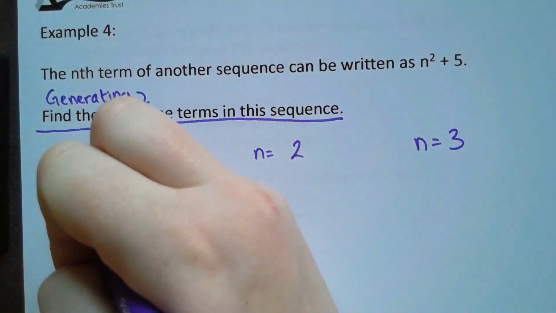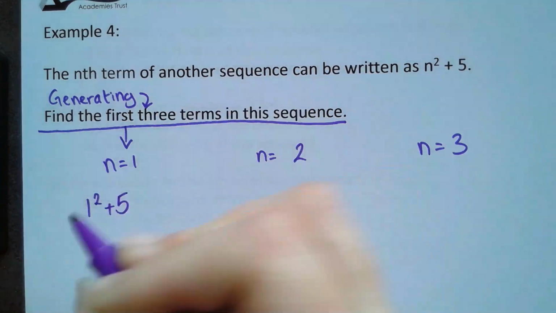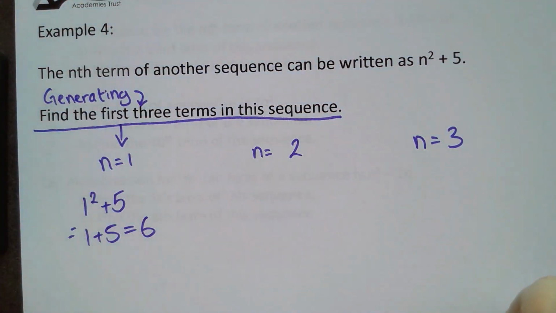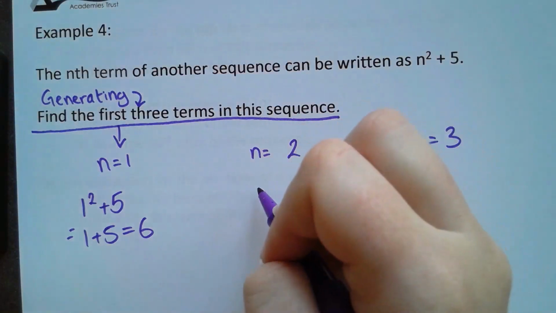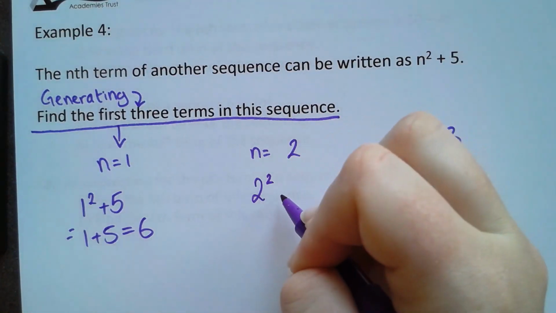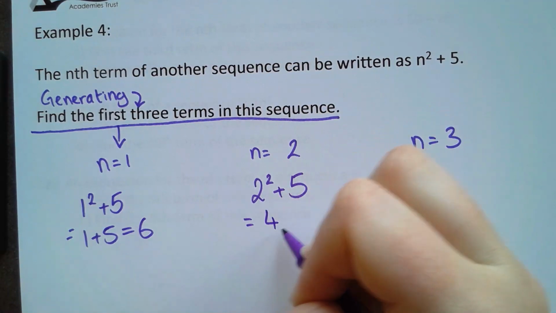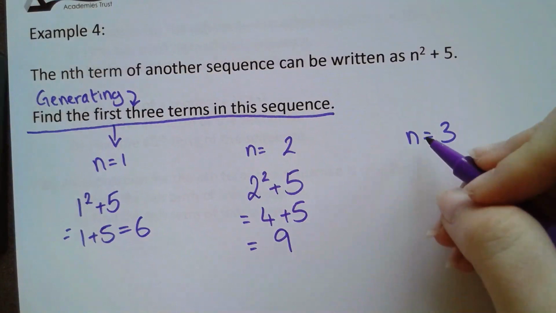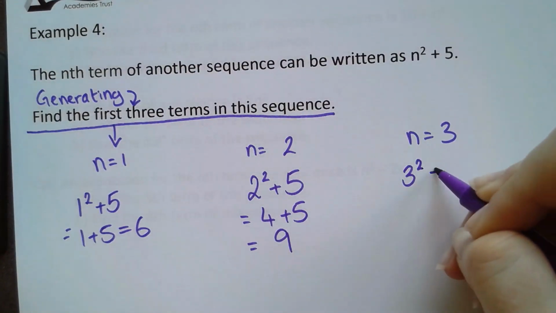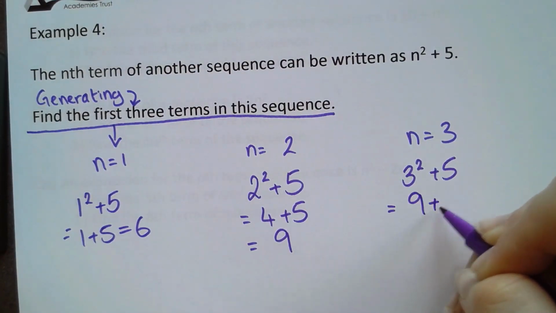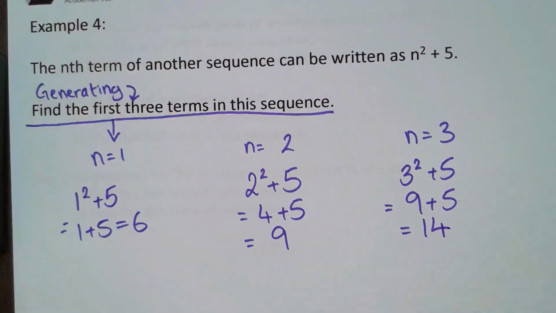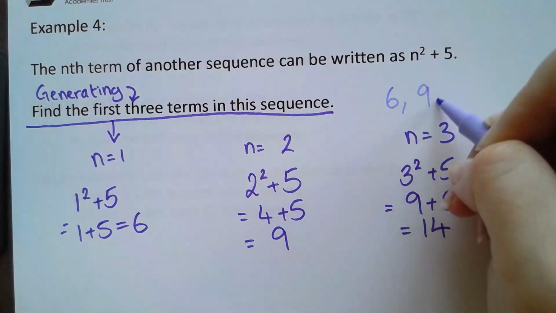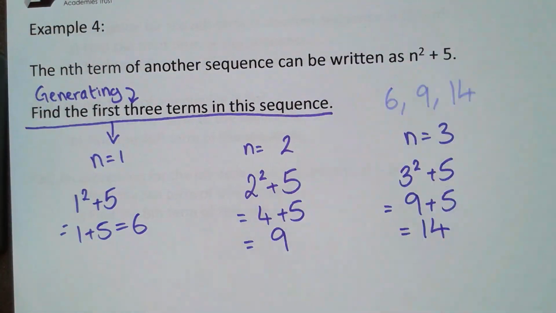When n is 1, I've got 1 squared plus 5. That's 1 plus 5, which gives us 6. The next one is when n is 2. So 2 squared plus 5, 4 plus 5, which gets me 9. And the last one is when I've got 3 squared plus 5, which is 9 plus 5, or 14. So my first 3 terms in this sequence are 6, 9, and 14.